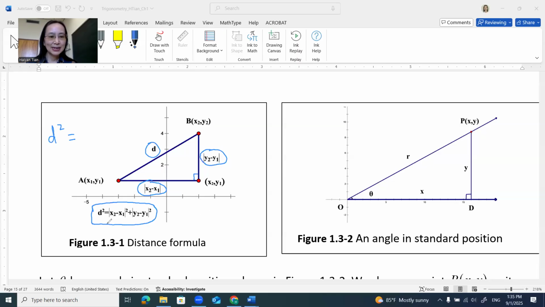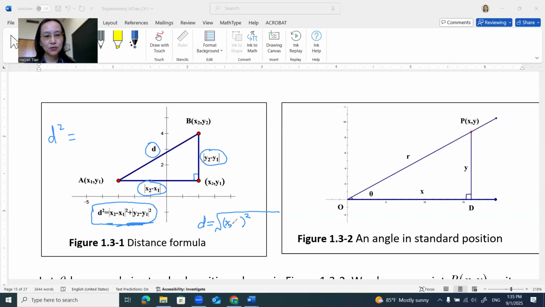So because x1, y1, x2, y2 are all given, we can find this quantity. And d squared is found, so d must be the square root of this quantity. So we have the formula. Now this absolute value can be replaced with parentheses because you square it, right? It's always non-negative, so you don't need to write absolute value.